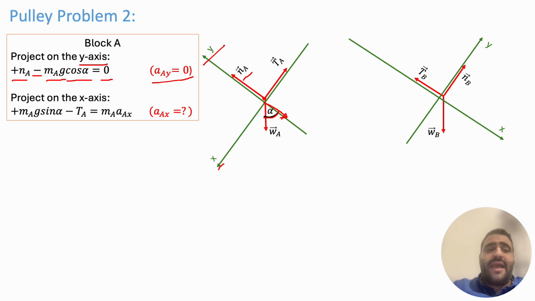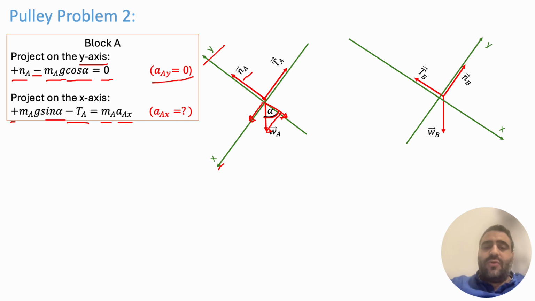The important projection is on the x-axis. On the x-axis, I first take the projection of the weight. This is the projection of the weight on the x-axis. It's facing the angle, so I use sine. It's in the positive direction of the axis because I chose the x-axis down the incline, so I got plus MAG sine alpha. Then the normal reaction doesn't have any component on the x-axis. The tension, TA, is all on the x-axis, but in the negative direction, so it's minus TA, equal to MA multiplied by the acceleration of A along the x-axis.